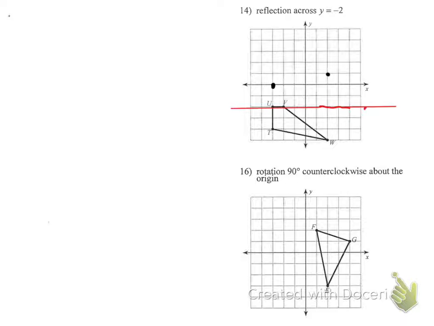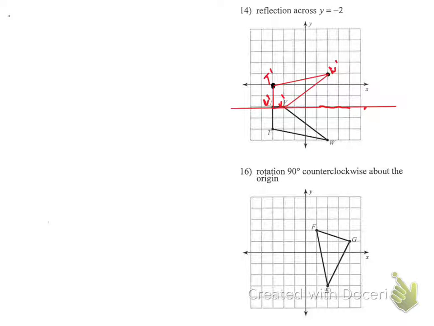So then, when I connect my points, it's the same thing, just reflect it over, and then make sure you have a U prime in there, a V prime in there, T prime, and then W prime. All right, so this one says rotate 90 degrees counterclockwise about the origin.